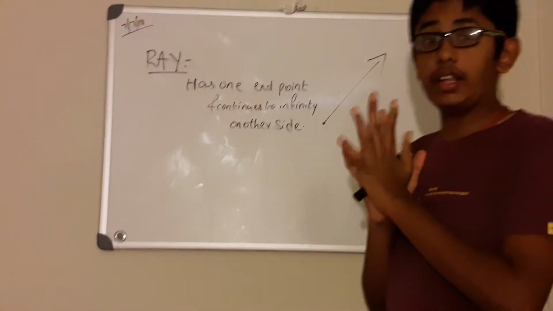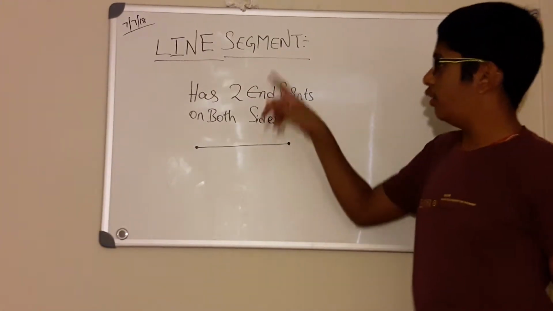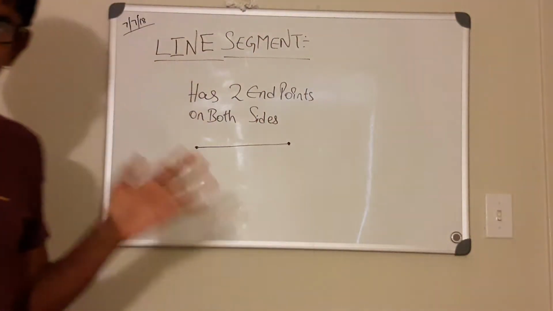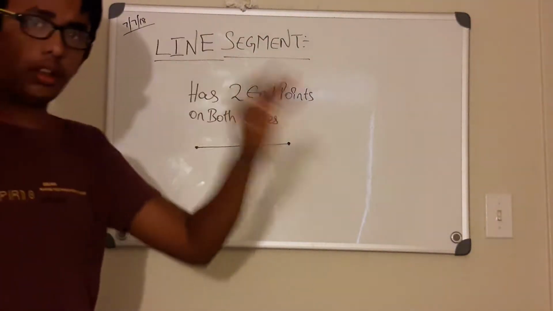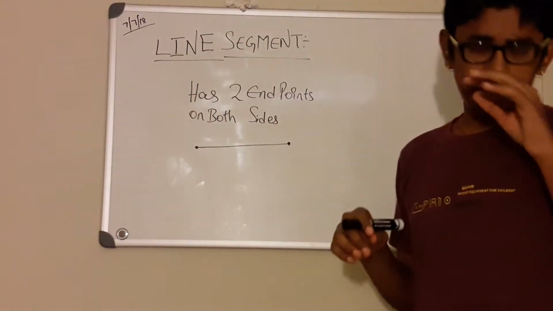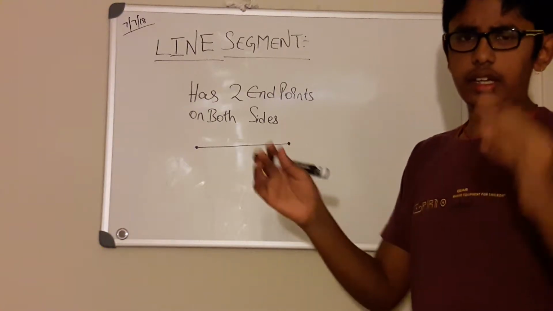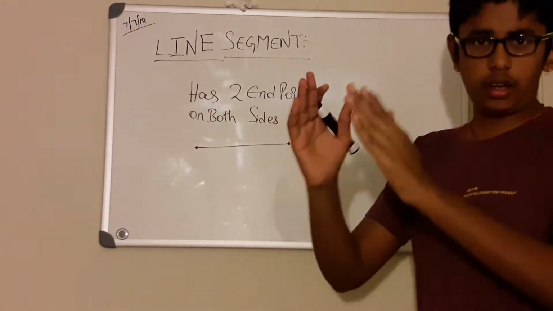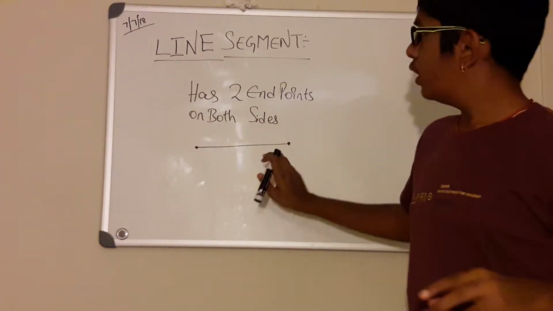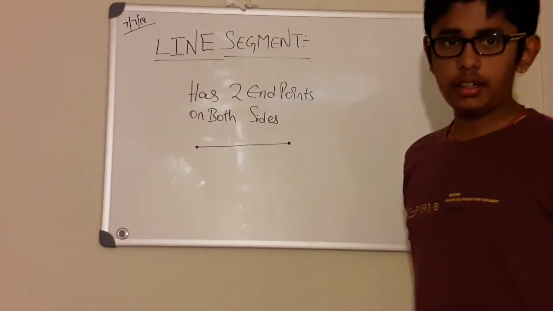Now let's talk about the line segment. A line segment is also a line, but it has two endpoints on two sides. It does not continue to infinity. Simply, it's a set of points which are straight, but it has two endpoints on both sides and cannot continue to infinity. So it stops on both sides.